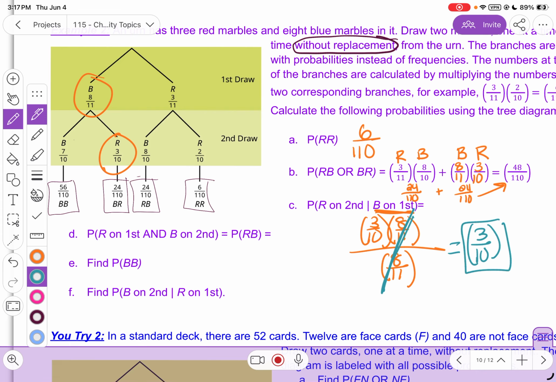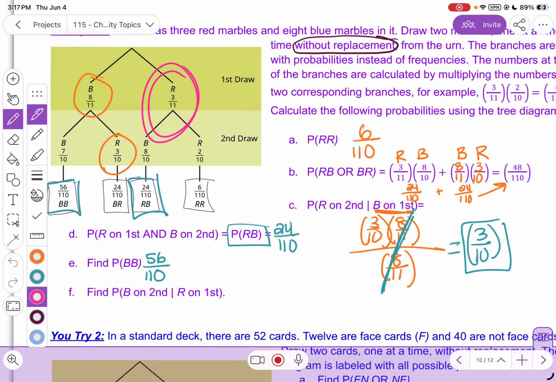Okay, let's look at D. Red on first and blue on second, which is RB. We have that right here, 24 over 110. E is BB. That's right here, 56 over 110.